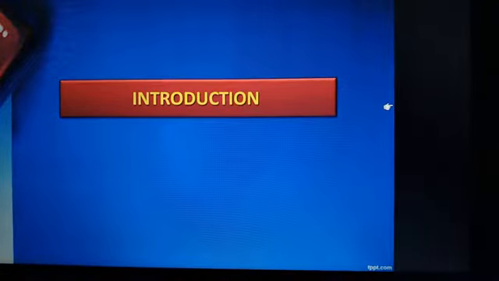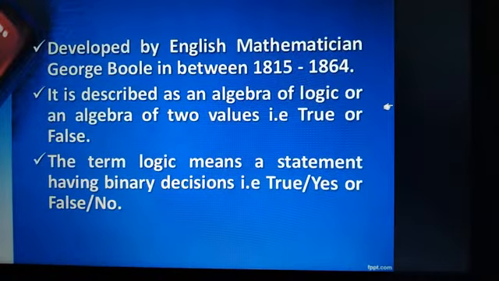Students, today we are going to start Unit 1 topic Boolean algebra. In the exams, definitely 1 to 2 questions are asked. So first of all, what is Boolean algebra?